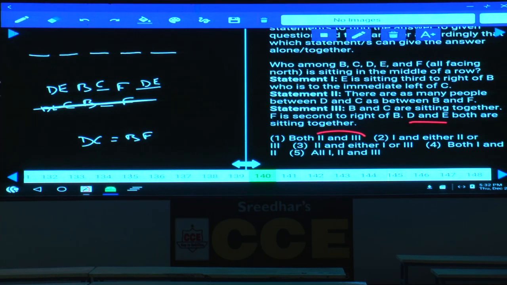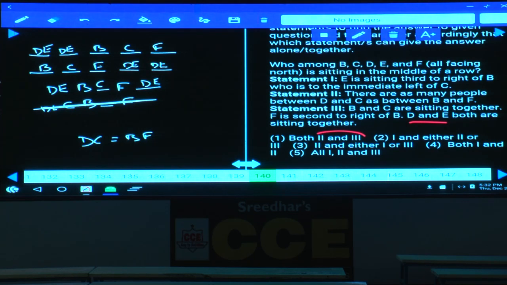Then what are the possibilities we have? D and E can be at these two places. Next one, who is the other person here? B is here. Then C and F. That is one case. Then what is the second case we have? Second case, B is here. Now in the second case, B can be at the first place, then C is here, F is here, D and E can be at this place.